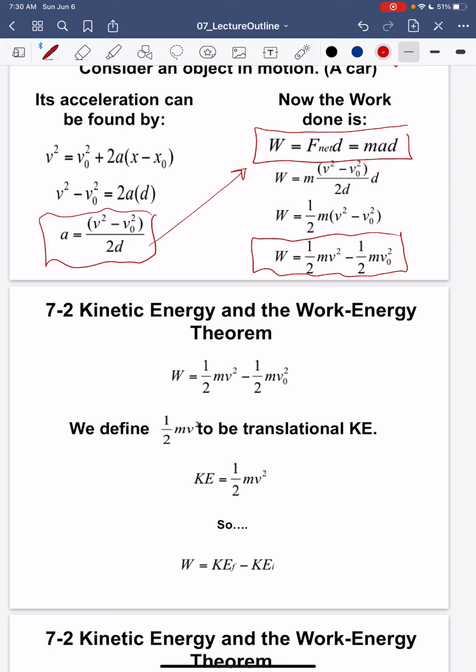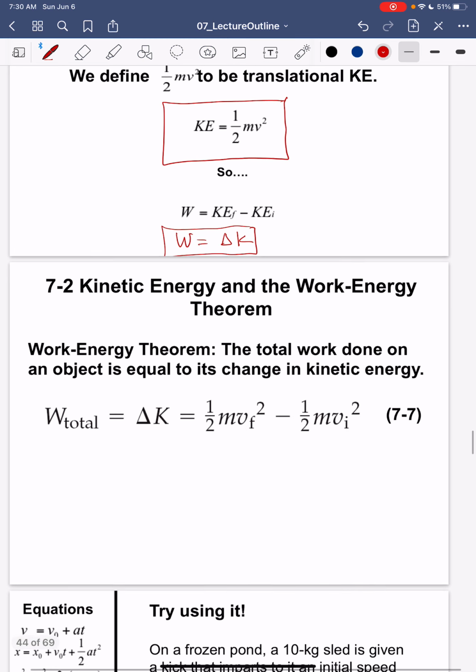Another thing that we want to say here is that this is what is called translational kinetic energy. Translational means that the object is going to move from one place to another, because there are other types of kinetic energy we are going to talk about later.